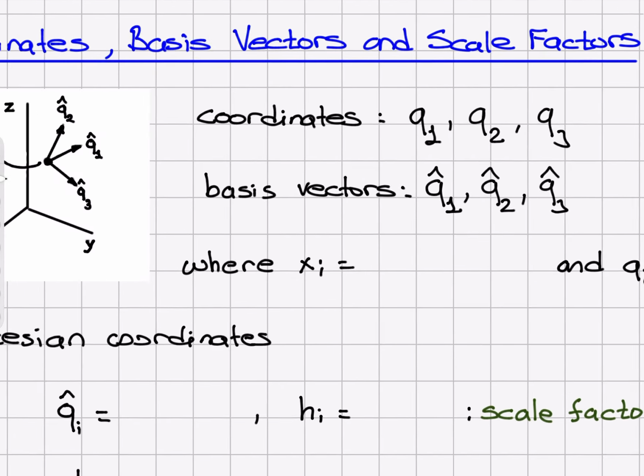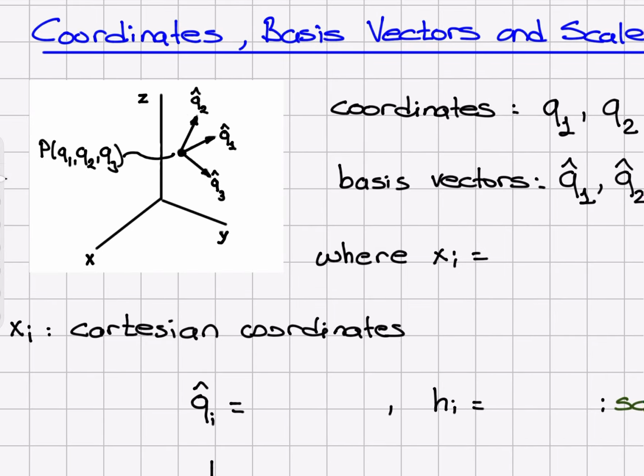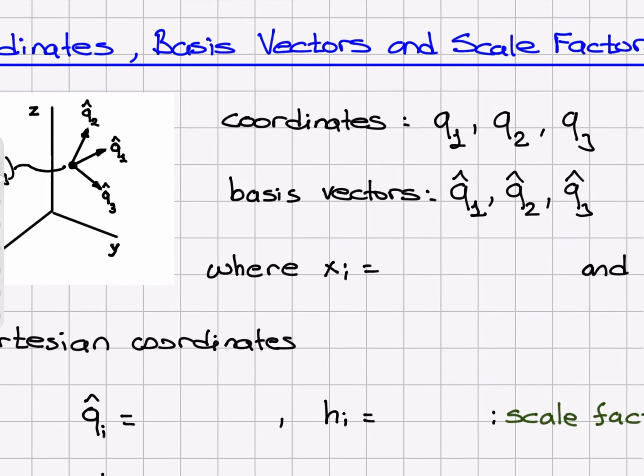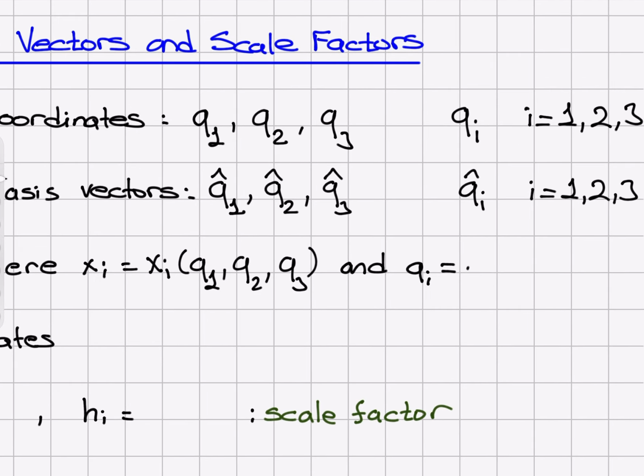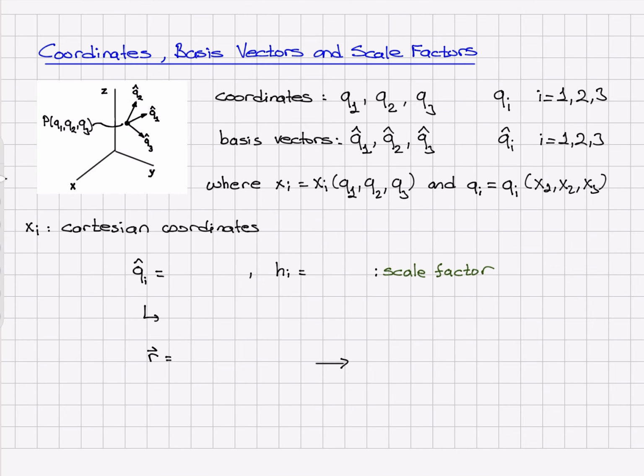And now if we're going to talk about Cartesian coordinates of this point, the ith Cartesian coordinate is a function of q1, q2, and q3. So there is a transformation between the curvilinear coordinate system and the Cartesian coordinate system. And we also have a transformation from the Cartesian coordinates to curvilinear coordinates. So each qi value is a function of x1, x2, and x3, the Cartesian coordinates.